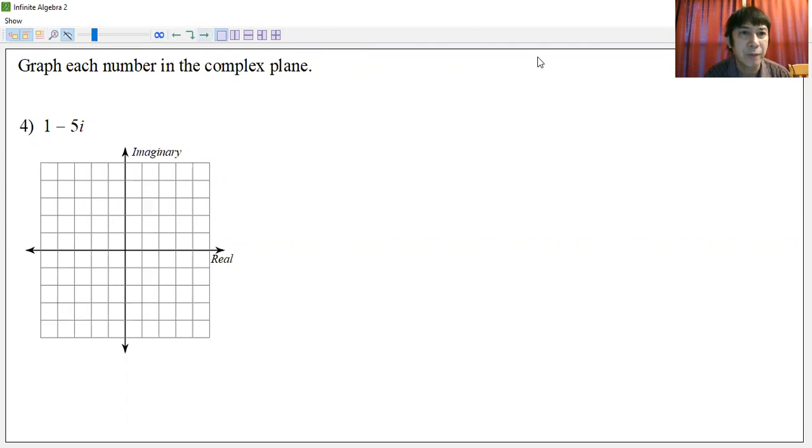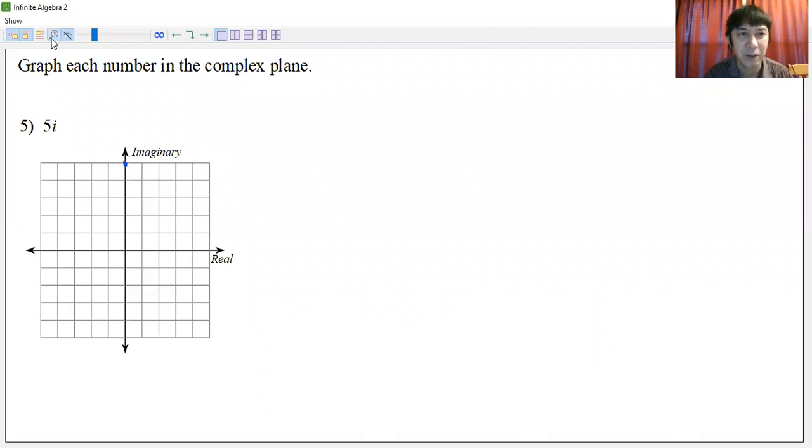Let's proceed to number 5. Graph each number in the complex plane. Where is 5i? This is an imaginary number, and this must be on the y-axis on the positive side. So it must be over here, right there. Let me make my point nicer. It's so tiny. I hope you can see that small blue point. Let me make it larger. There, and here comes the answer.